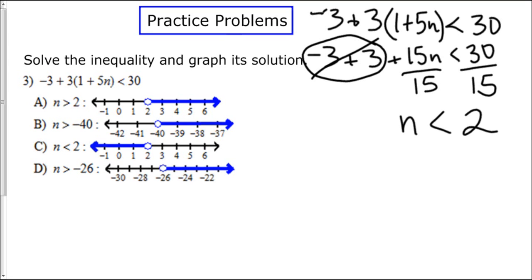And I look at my choices here. These are obviously not true. This is n is greater than 2. Here is n is less than 2.